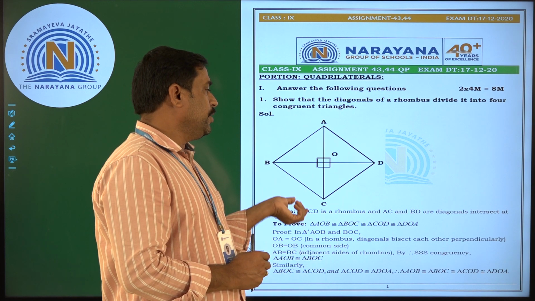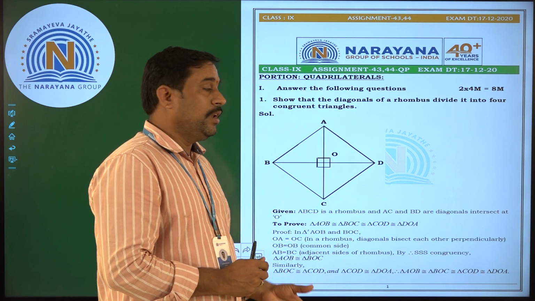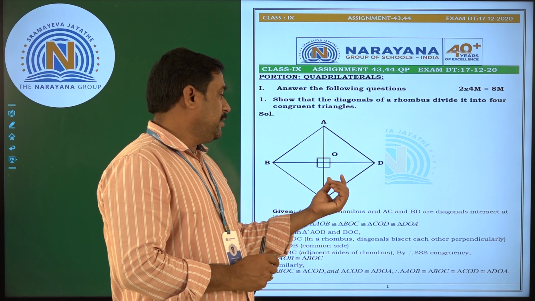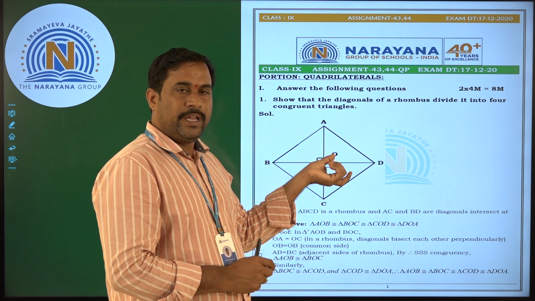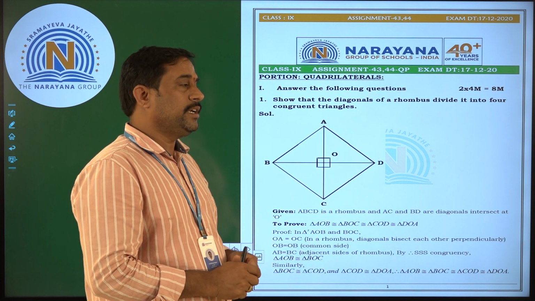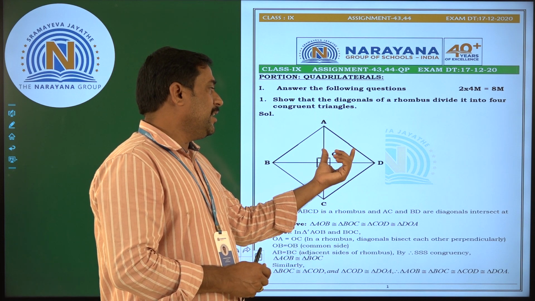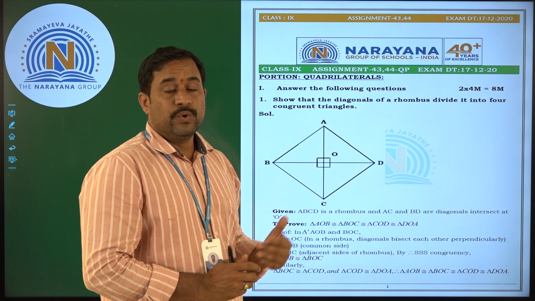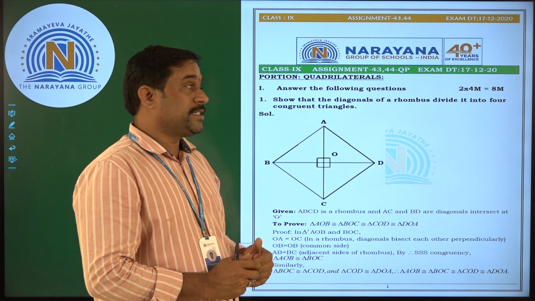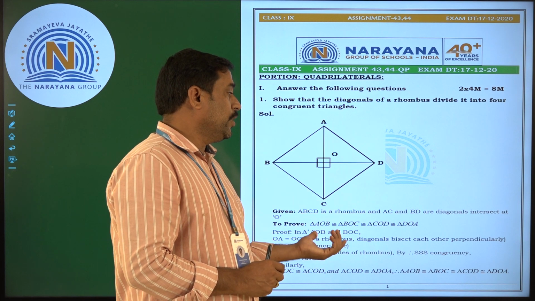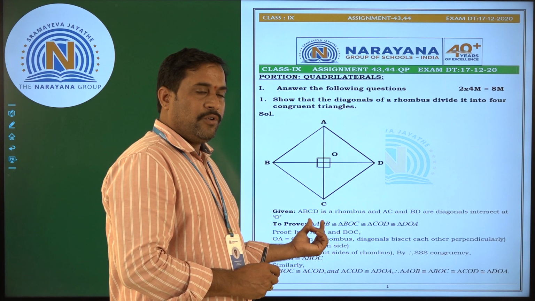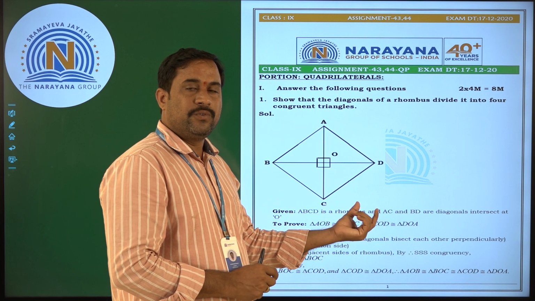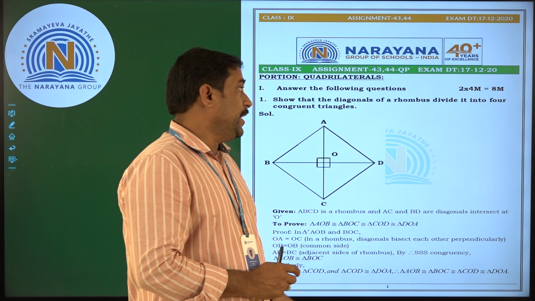Similarly, we can prove by using the SSS congruency rule that triangle BOC and triangle COD are also congruent, and triangle COD and triangle AOD, or DOA, are congruent. In the same manner, triangle DOA and triangle AOB are also congruent by the SSS congruency rule. So we can prove that triangle AOB is congruent to triangle BOC, which is congruent to triangle COD, which is congruent to triangle DOA.